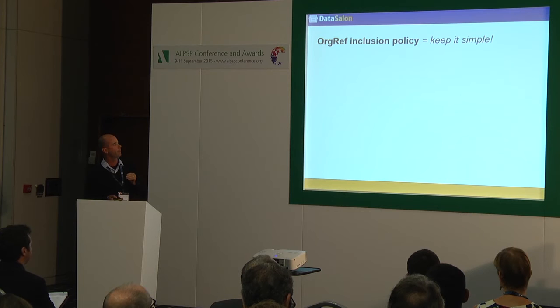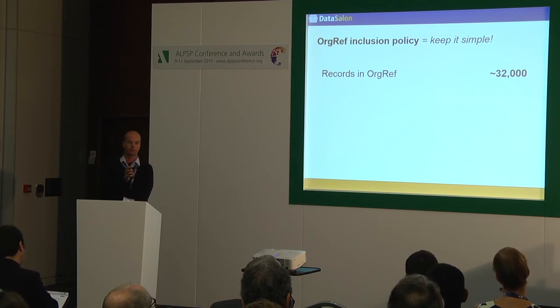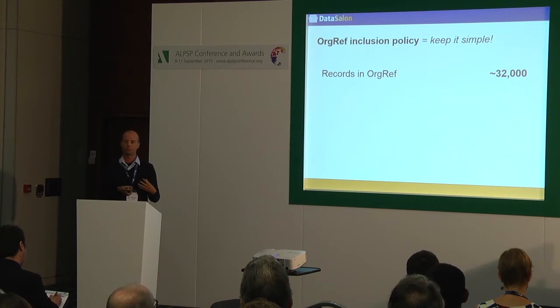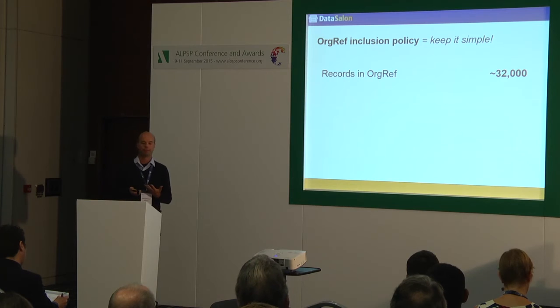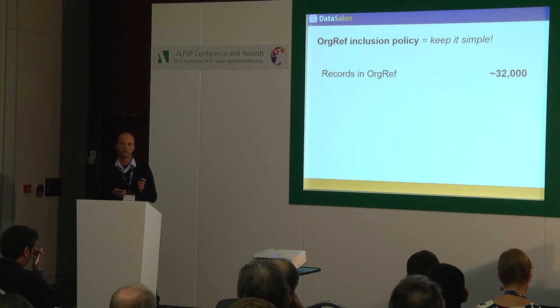Inclusion policy, there are currently around 32,000 records in OrgRef. We're trying to focus on those institutions who buy content from scholarly publishers. So from a publisher's perspective, it's your customers or your potential customers. That may sound not big enough, but we work with, at DataSalon, we work with lots of publishers. We process lots of their subscription data and analyse it. So we've got a fairly good idea of how many unique customers even the largest publishers actually have.